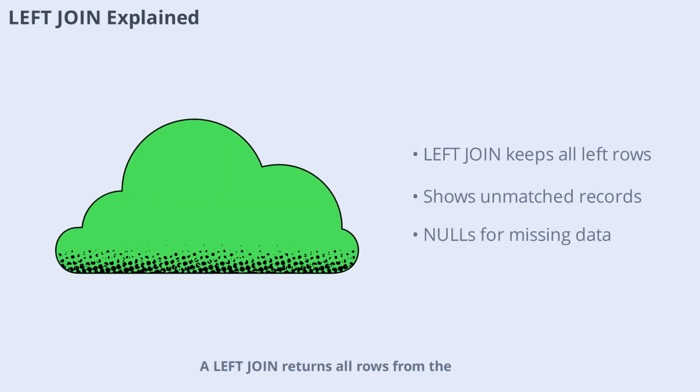Left join returns all rows from the left table and matching rows from the right table. If there's no match, you'll see nulls for the right table's columns. For example, SELECT * FROM customers LEFT JOIN orders ON customers.id = orders.customer_id shows all customers, even those without orders. Left join is useful for finding unmatched records.